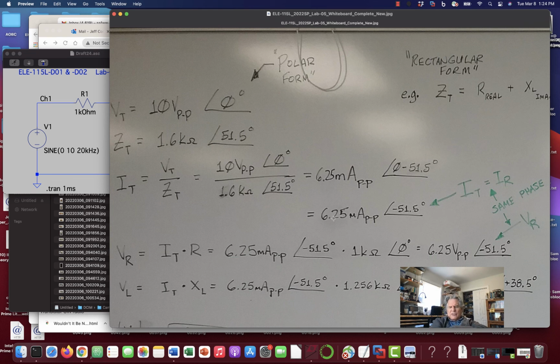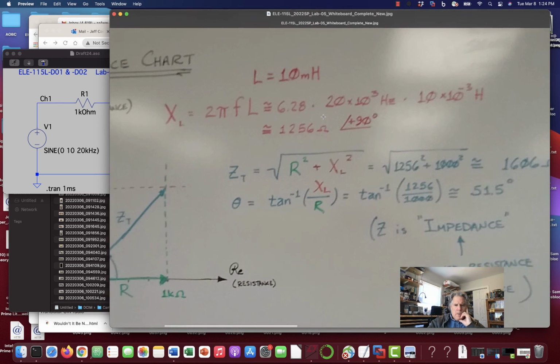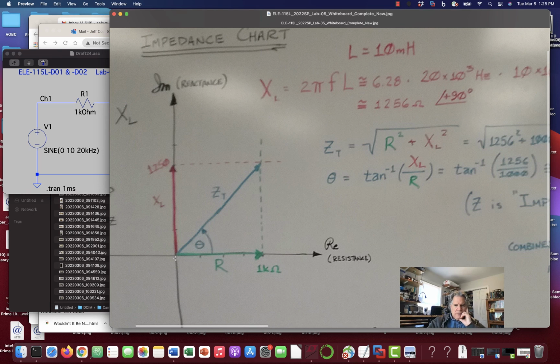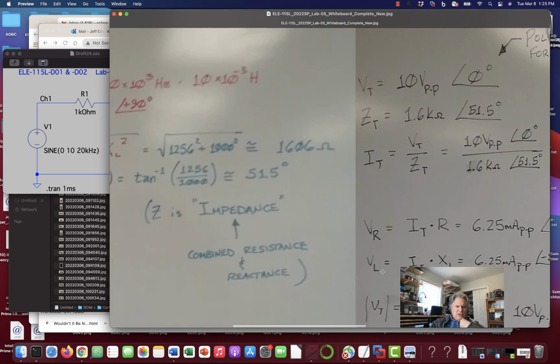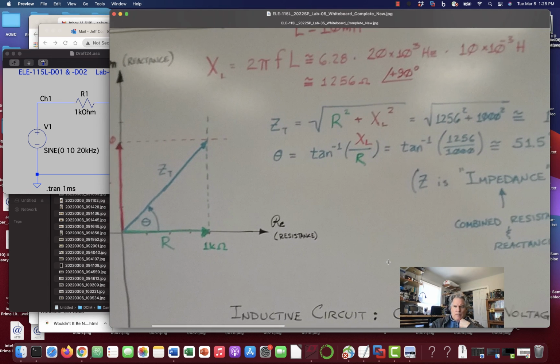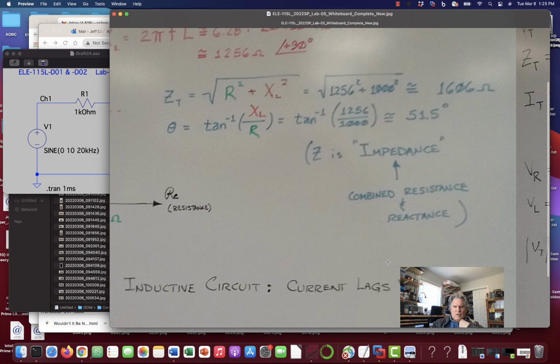When you break it down into components, that is called rectangular form. In rectangular form, we would say this thing is 1,000 ohms on the real axis and 1,256 ohms on this imaginary axis, or reactance axis. We have the two components. The other way to express that is to say that it's 1,606 ohms magnitude at an angle of 51.5 degrees.